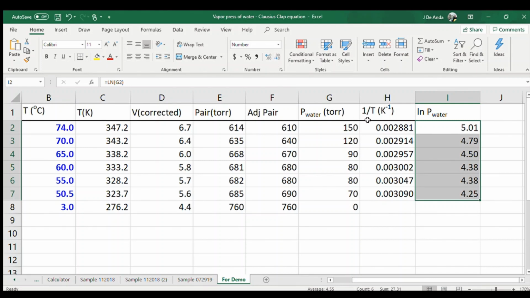Remember, to do your graph, you've done this already. You're going to be selecting the columns that have the 1 over temperature, that'll be your x, and your logarithm of p, that's going to be your y. And from there on out, you know what to do. All right. Thank you very much.